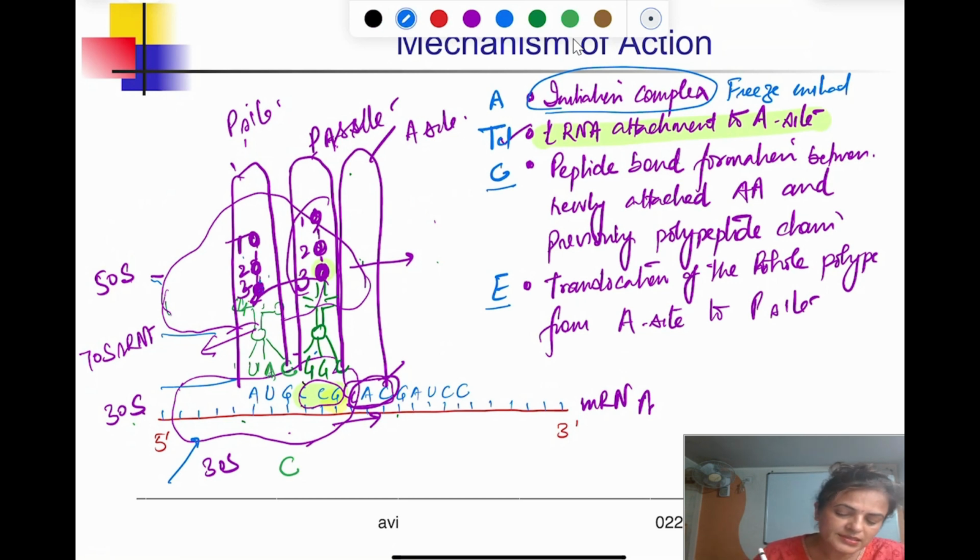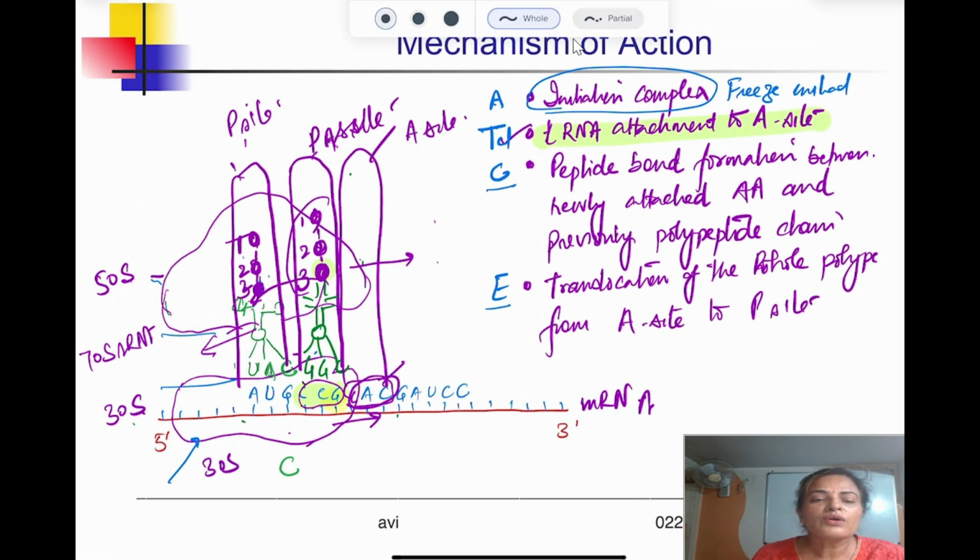Now what else does aminoglycoside do, apart from this? It causes the misreading of the messenger RNA. Aminoglycoside causes the misreading of the messenger RNA. What is that? Misreading of the messenger RNA.